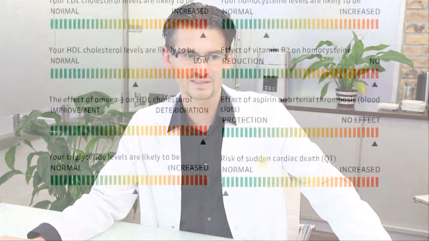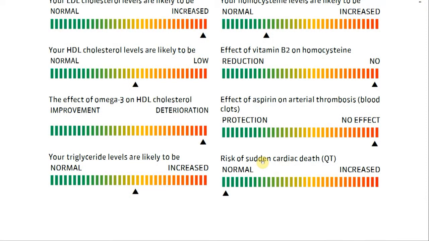It's also important because some older people with higher risk of thrombosis are getting aspirin as prevention, but due to their genetics it has no effect. So really they're taking it for nothing, except for maybe the odd headache, but it doesn't help them in their prevention. And then the risk of sudden cardiac death to do with the QT interval.